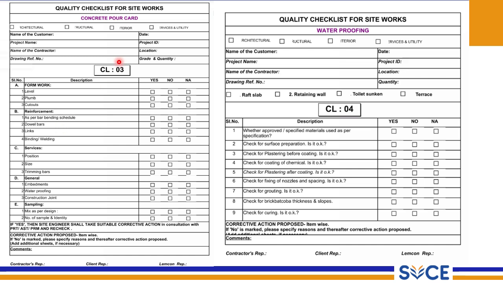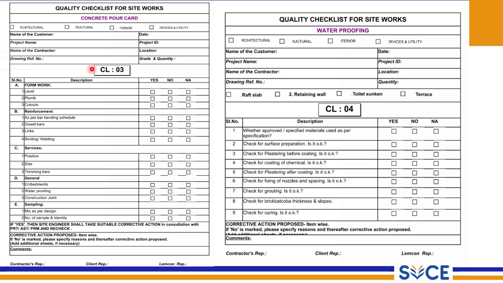So in the next slide, you can see another work, the concrete pour card. It is very important when you go for pouring of concrete. We need to make sure that we are preparing and submitting this particular type of checklist. While concreting, it involves formwork and other things also, reinforcement, bar bending, sampling, everything. So we need to see every aspect of this particular work.